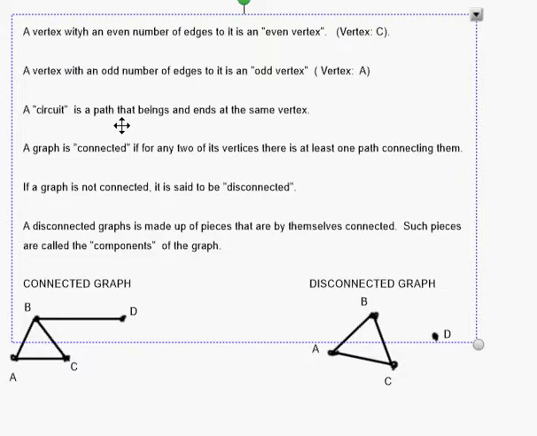A graph is connected if for any two of the vertices there is at least one path connecting them. If a graph is not connected, it is said to be disconnected. A disconnected graph is made up of pieces that are by themselves connected. Such pieces are called the components of the graph. As drawn below, we have a connected graph on the left and a disconnected graph on the right.